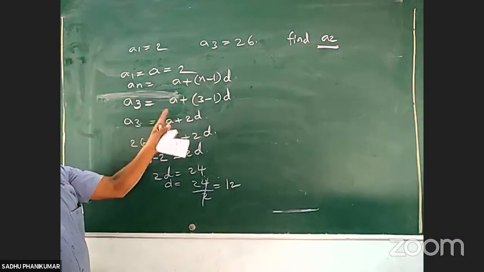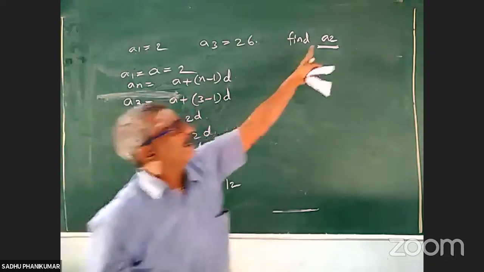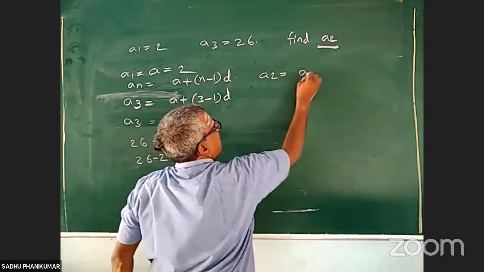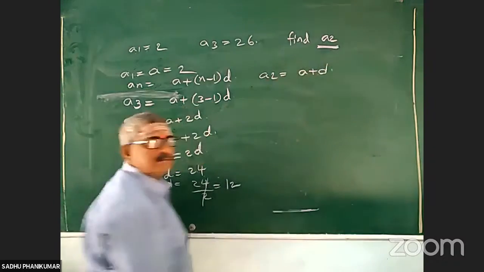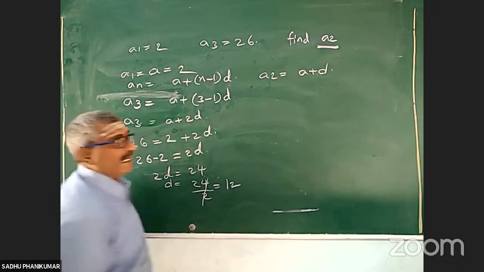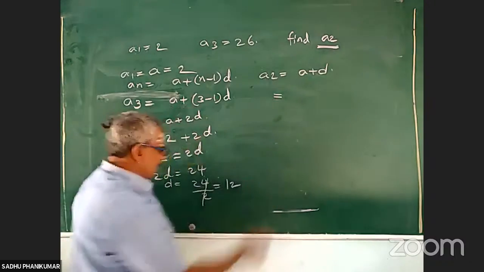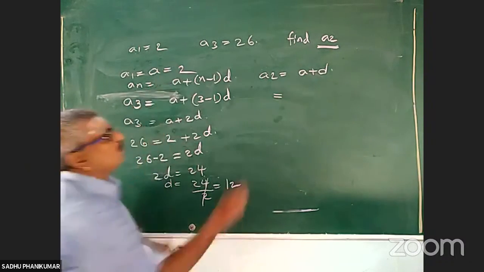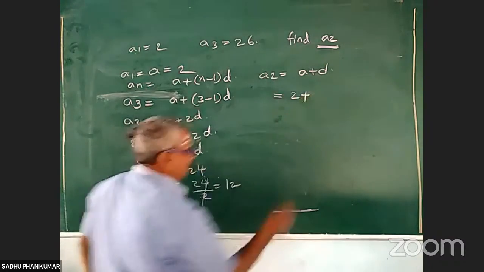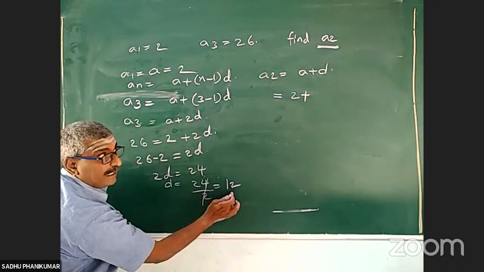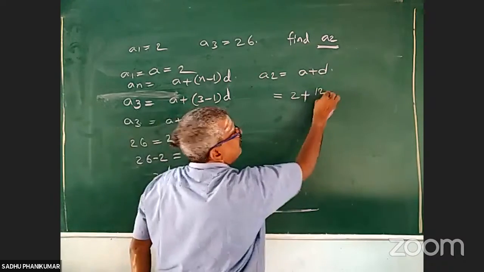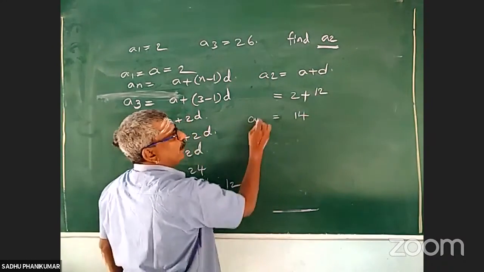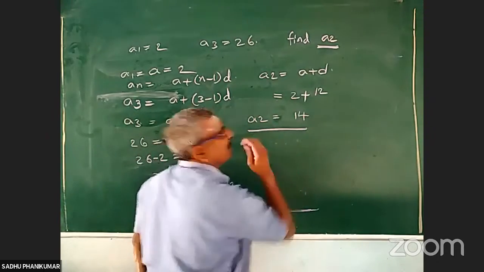We have to find A2. So A2 is equal to A plus B. We already have the value of A, that is 2, plus B. We already found the value of B, that is 12. So that is equal to 14. So A2 is equal to 14.